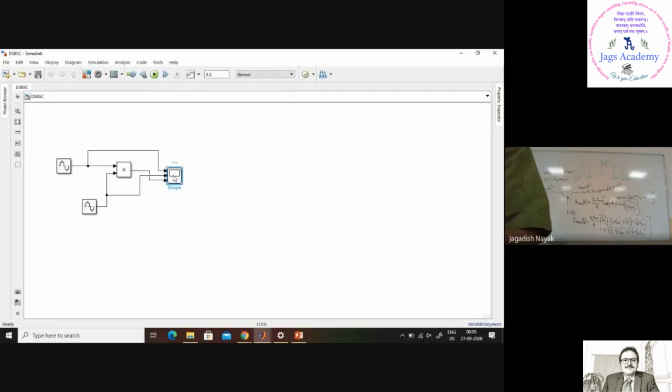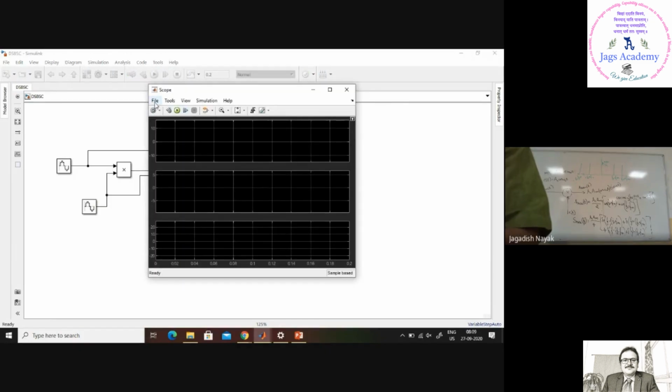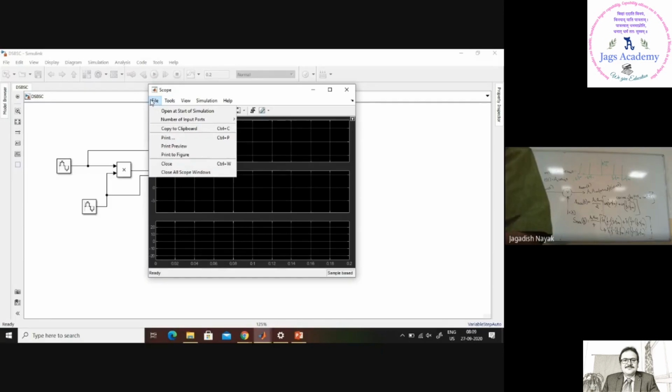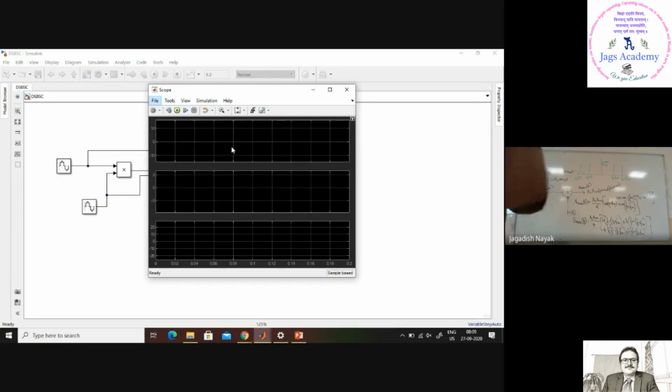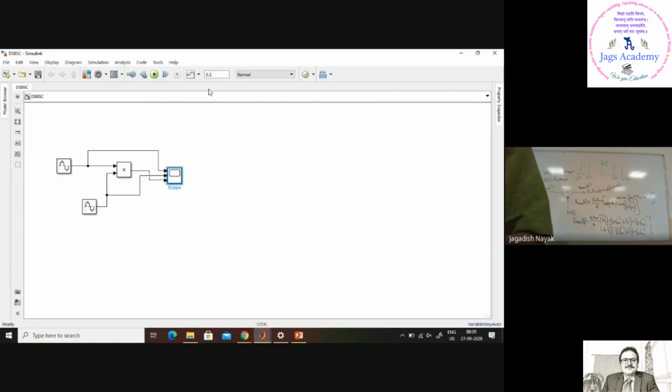Double click. If you go to tools here, you can change the number of input ports. You can have multiple input ports, and accordingly you get the display. Here I have taken 3, so you get 3 displays. Now this simulation time, you make it small. If you make a long simulation, all the waveform will try to display in a small space. Now you see how you get your waveform.